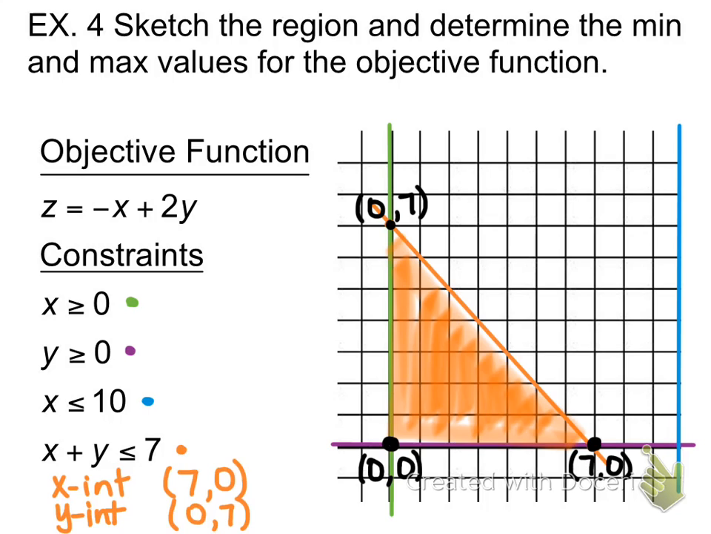So (0, 0), negative 0 plus 2 times 0, z will equal 0. When I plug in (7, 0), negative 7 plus 2 times 0, z will equal negative 7. And then (0, 7), negative 0 plus 2 times 7 will give me 14. So this time my minimum value is at (7, 0) when z equals negative 7, and my maximum is at (0, 7) when z equals 14.